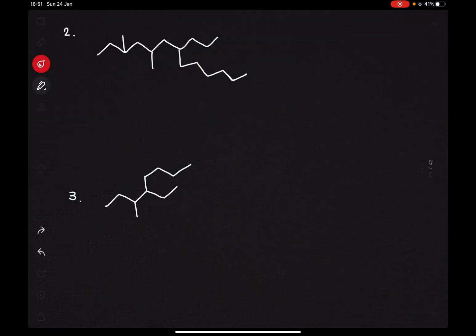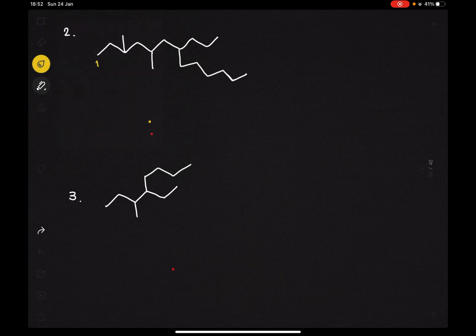Okay, so for this one, I can easily see that my longest continuous chain is going to be this way. I have a substituent here, I have another one here, and I have another one here. So I think that the numbering is going to come from left to right. So let's get started with this structure. So let's see.